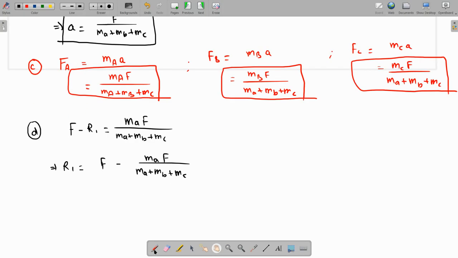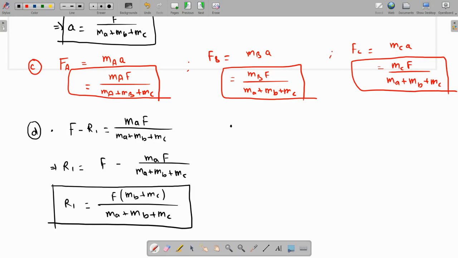MC. And if we simplify this by taking the common denominator, we get F times MB plus MC over MA plus MB plus MC. So this is the reaction force R1.